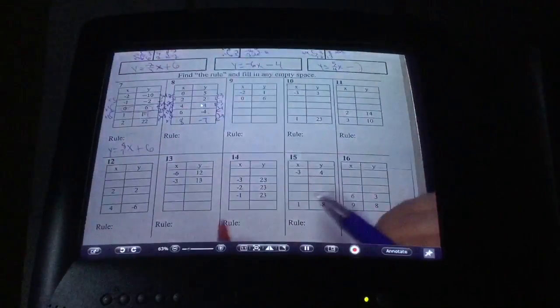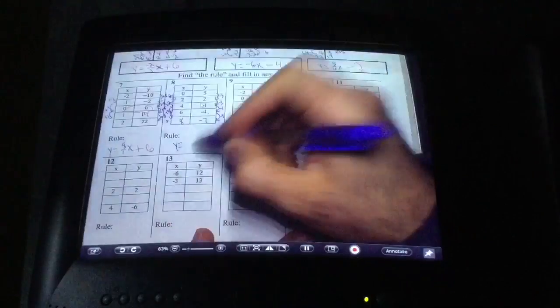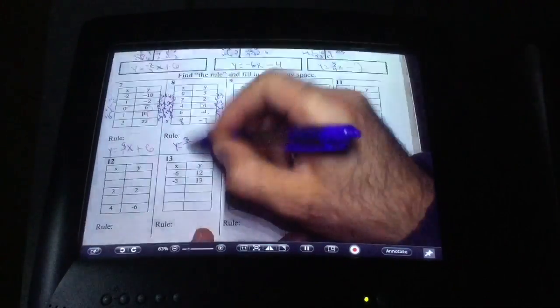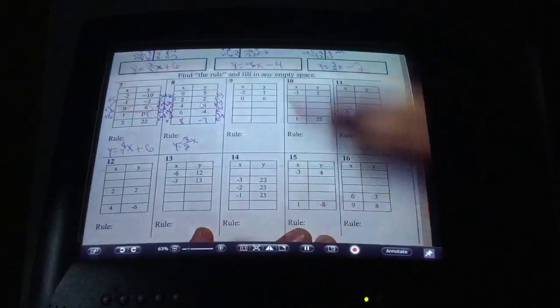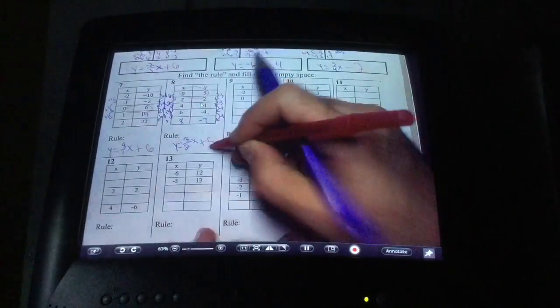Now to come up with the rule, you can see that we already have y equals -3 over 2x, and then the input of 0 gives me an output of 5, so it's going to be plus 5.